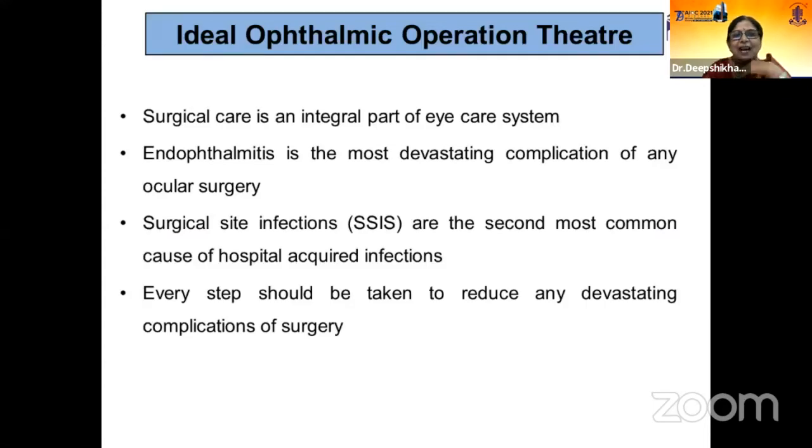No financial interest. So why are these ideal operation theaters important? Because surgical care is an integral part of the eye care system, and endophthalmitis is the most devastating complication of any ocular surgery. Surgical site infections are the second most common cause of hospital-acquired infection. So every step should be taken to reduce the devastating complications of surgery.